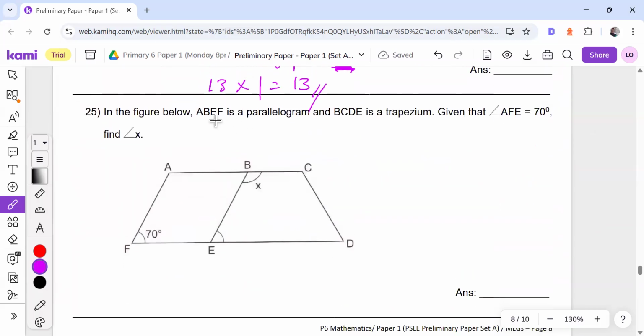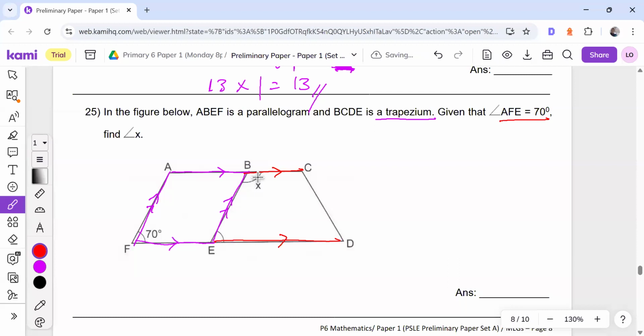In the figure below, ABEF is a parallelogram. So remember, where is your ABEF here? This is a parallelogram, so opposite sides are parallel. You may want to put the arrowheads there. And there's a trapezium. Trapezium means there are only two lines that are parallel. In the trapezium, only two lines are parallel. And angle AFE is 70. What is angle X?